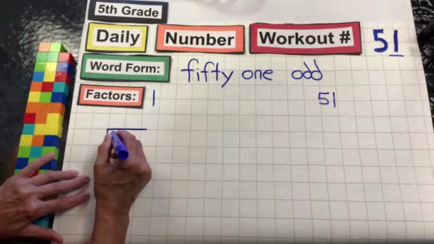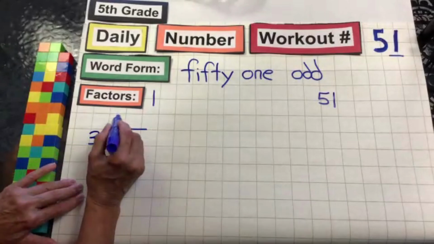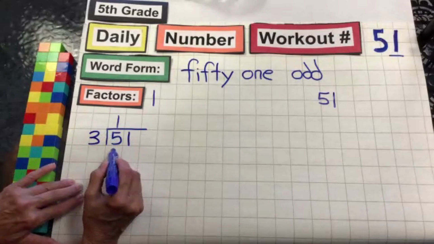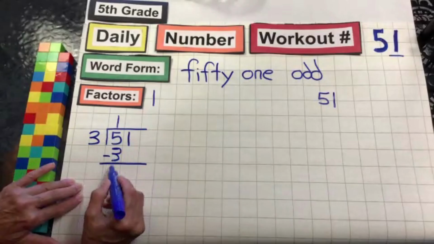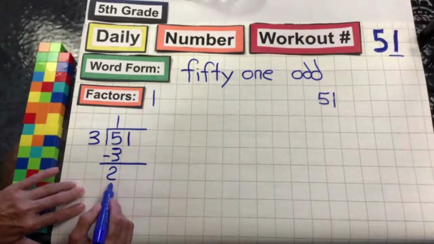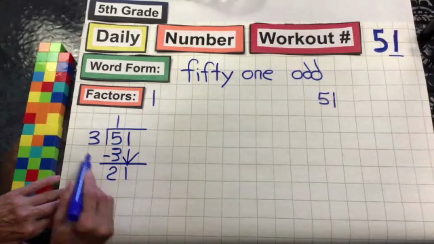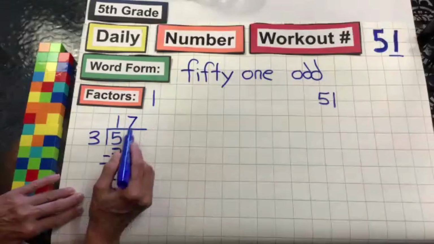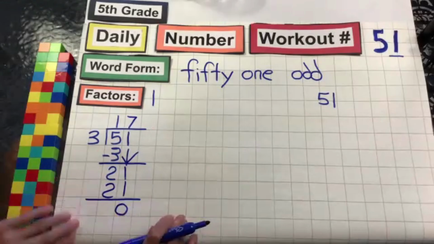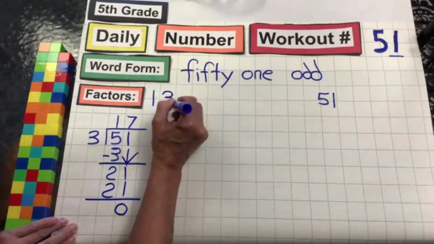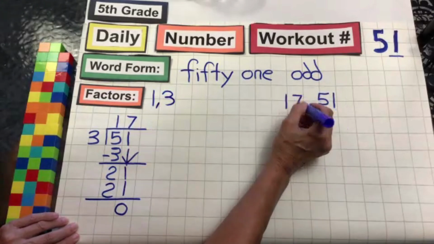So we're going to just do a long division, 51 divided by 3. So 3 goes into 5 one time because 3 times 1 is 3, silly me. 5 minus 3 is 2. 3 doesn't go into 2. So that column's done. So we're going to drop down the next number, and that's a 1. 3 goes into 21 7 times because 7 times 3 is 21. And 21 minus 21 is 0. So we know 3 goes into 51 17 times.